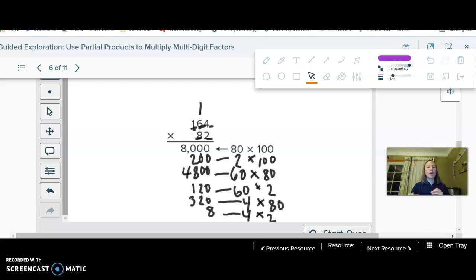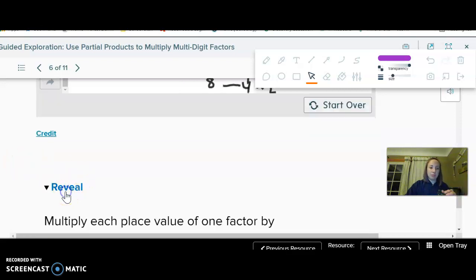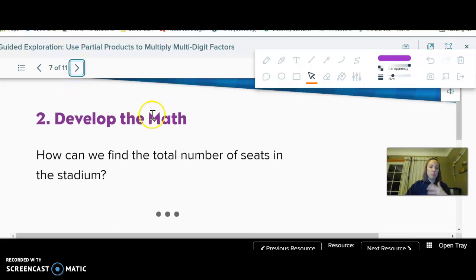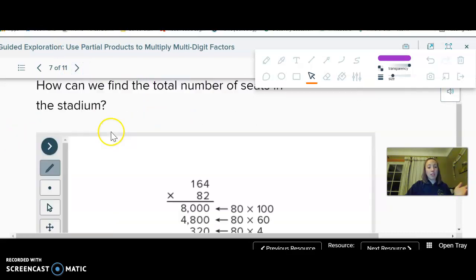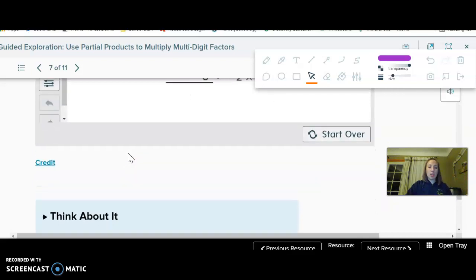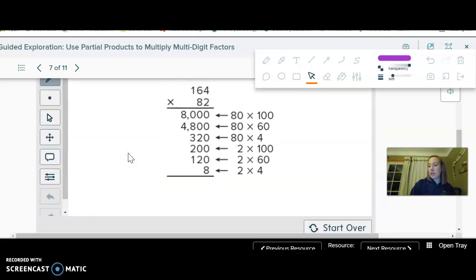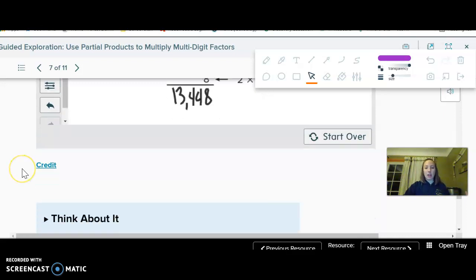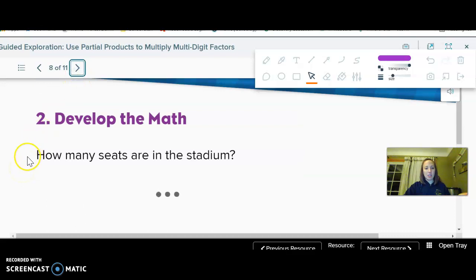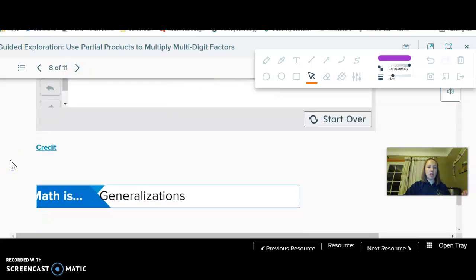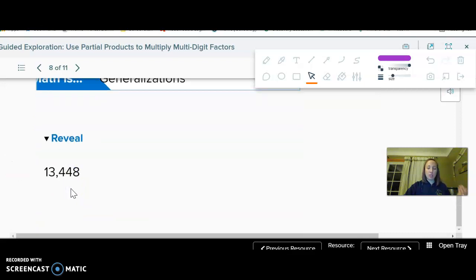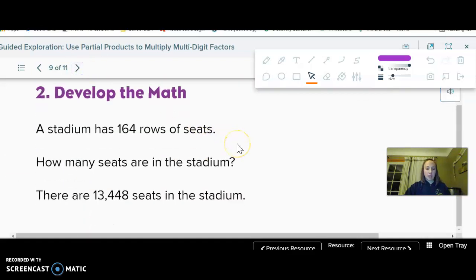So same thing where we get all the products. We're just doing it a part at a time. Hence the name partial products. Just in a different form than the area model. All right. Multiply each one by each of the other ones. So then once we have all of them, we just need to add up to get the total, which you don't need to watch me add, so I will just tell you it is 13,448. Just add them all up, like we add a column of numbers together. Nothing different. So how many seats are there? There are 13,448 seats in the stadium.